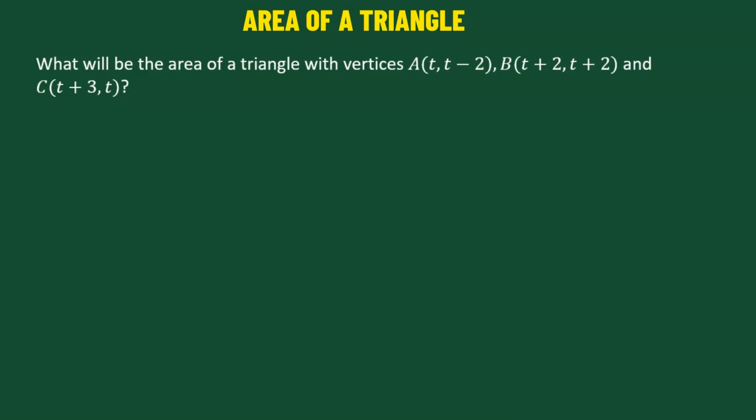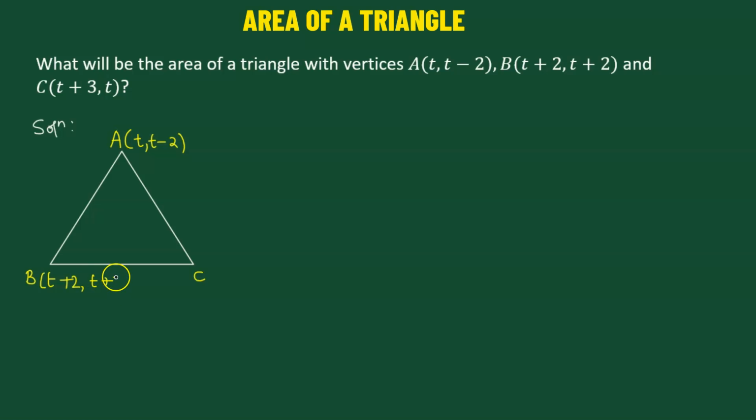So we need to find out the area of a triangle whose vertices are provided to us. Let us begin. So we have a triangle ABC. A has the coordinates (t, t minus 2), B has the coordinates (t plus 2, t plus 2), and C has the coordinates (t plus 3, t).